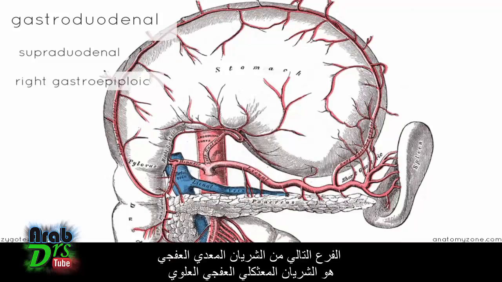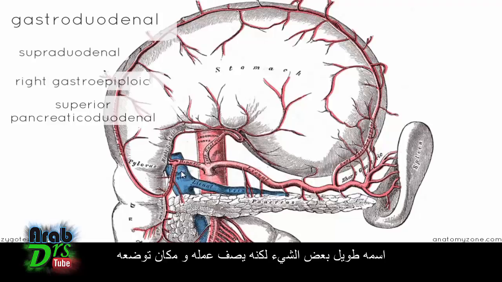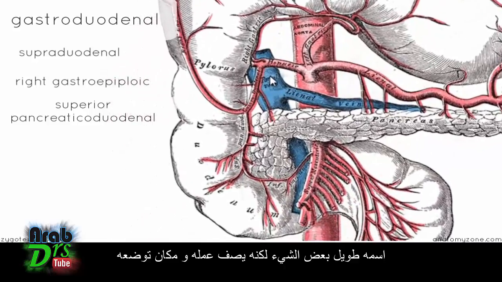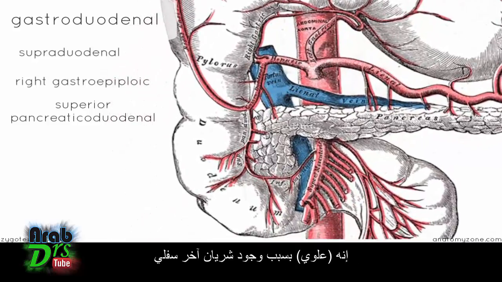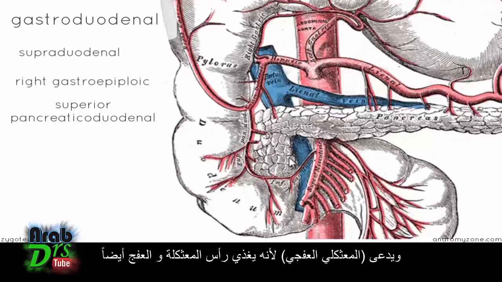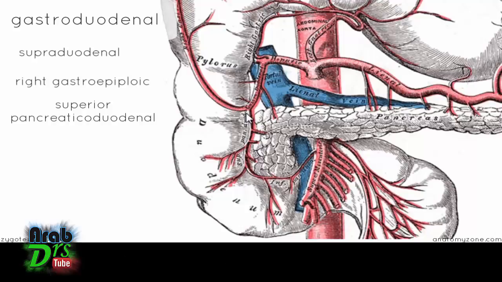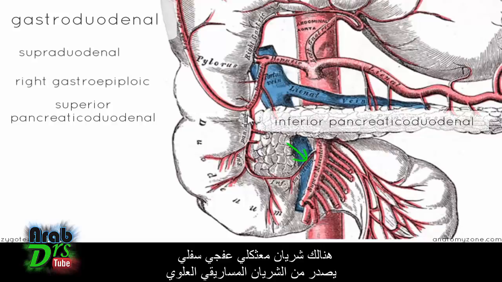So the next branch of the gastroduodenal artery is the superior pancreatico-duodenal artery. So it's quite a mouthful, but it is very descriptive of what the artery does and where it's located. So it's superior because there's also an inferior one, and it's called pancreatico-duodenal because it supplies the head of the pancreas and also the duodenum. So there is an inferior pancreatico-duodenal artery which comes off the superior mesenteric artery.